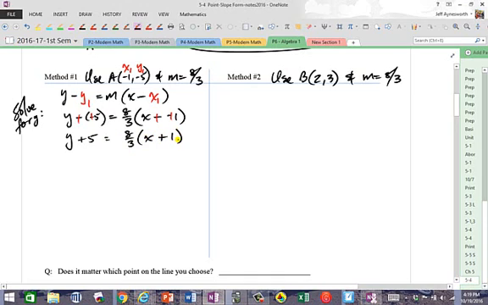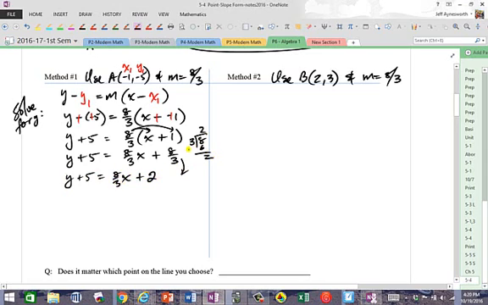I just simplified. Now we distribute. So you have y plus 5 is equal to 8/3 times x plus 8/3 times 1, which is obviously 8/3. The question is, what's 8/3? So let's divide. So 8 divided by 3 divides twice, remainder 2. So we have y plus 5 is equal to 8/3 x plus 2 and 2/3. Okay, so what in the world is that? Well, let's subtract 5. Let's isolate y here.